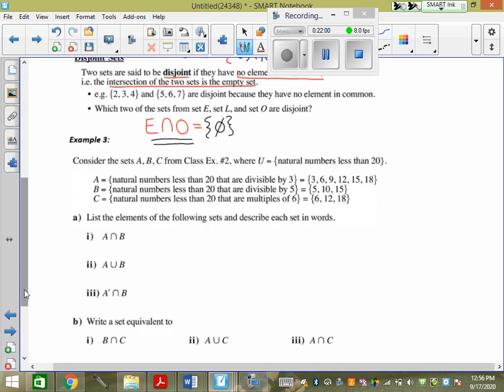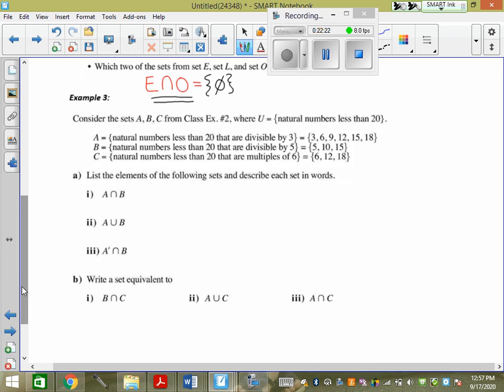Then B are the natural numbers less than 20 that are divisible by 5. 5, 10, 15. Why didn't I list 20? Because this is less than 20, not less than or equal to. If it said that, I would include 20, right? And then natural numbers less than 20 that are multiples of 6: 6, 12, 18. Okay, they're all listed. I want you guys to try this.